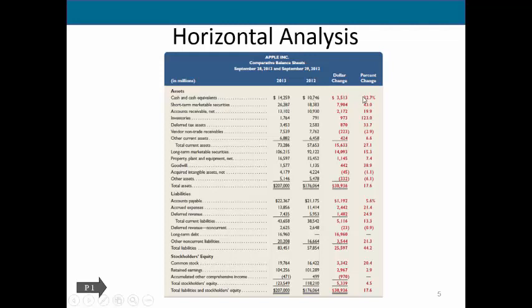Then we can look at that as a percent change. The way we do that is simply take our dollar change here, which was $3,513, divide that by our base amount. This was the 2012 amount, or the old year amount. Multiply by 100, and we see there we had a 32.7% change.